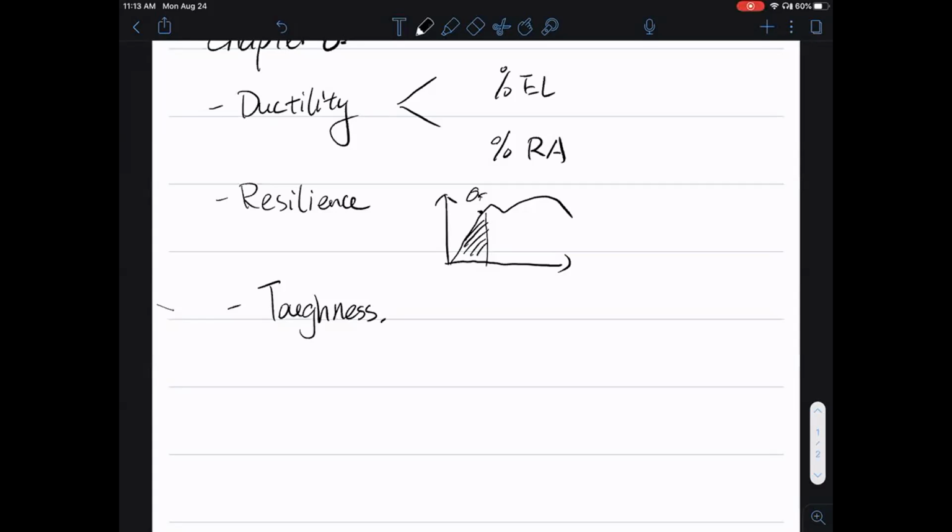What is toughness? Whenever we say, oh, this material is tough, what does that mean? Is that the right statement? Can we say steel is tough? Or diamond is pretty tough? We're going to learn the definition of toughness.